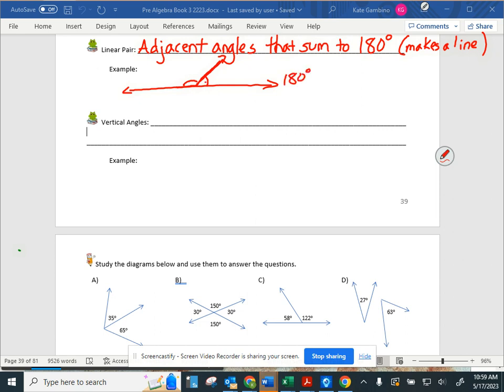So what else can we call it? They're adjacent, they're a linear pair, and they're what, Emily? Supplementary, because they equal 180 degrees. So a linear pair is supplementary, equals 180 degrees, and they're adjacent. So they have to be adjacent.